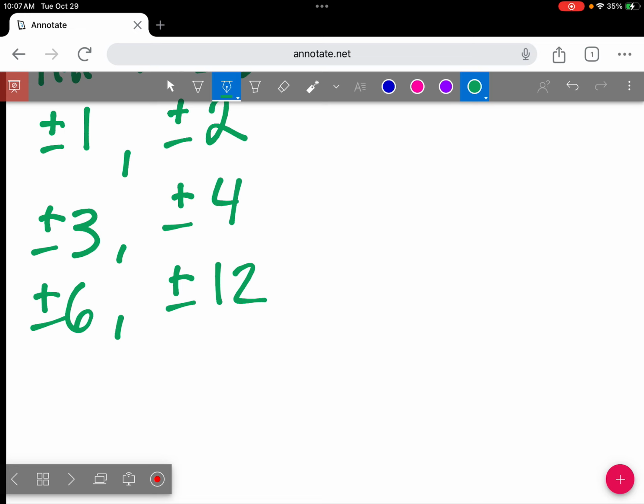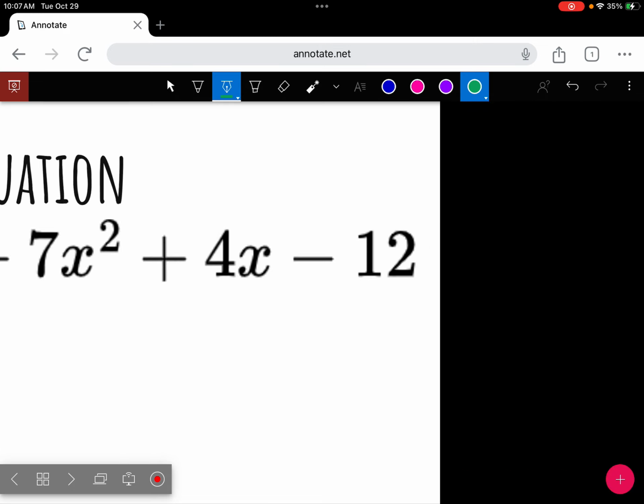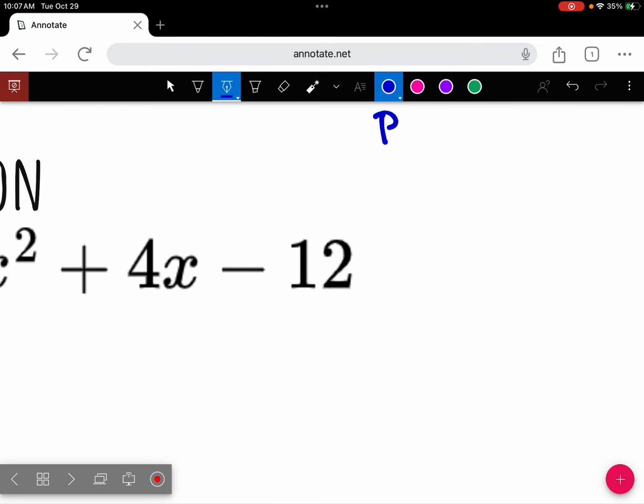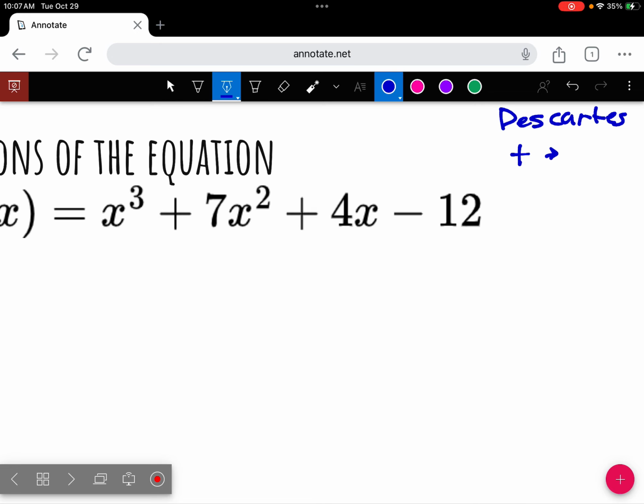So it'd be really nice if we could narrow that list of 12 options down a bit. So let's see if Descartes' rule of signs will help us rule something out. I'm going to do that up here in the corner. How many positive roots are we going to have? It's like change. How many sign changes in this original equation? One. So we're going to have one positive root because there's one sign change here.